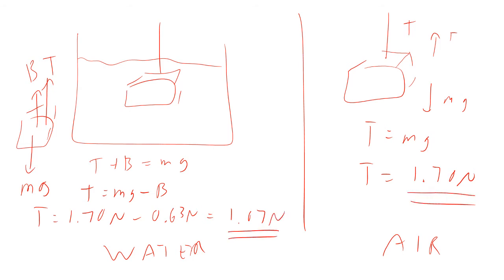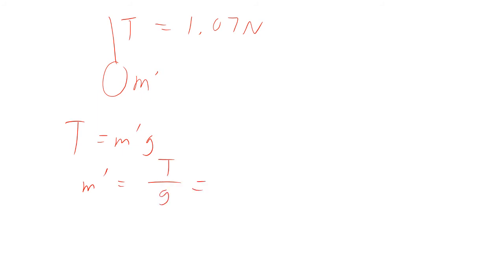Now notice the tension is 1.7 newtons if it's in air. It's 1.07 newtons if it's underwater. Okay, so if you had an object right here of some mass m prime and some tension, if the tension is 1.07 newtons, that tension has to balance m prime g, so m prime would be T over g. That would be equal to 0.109 kilograms, or 109 grams.